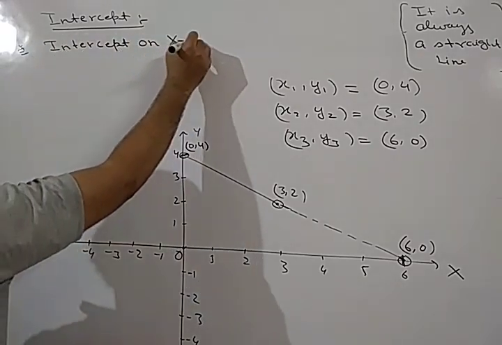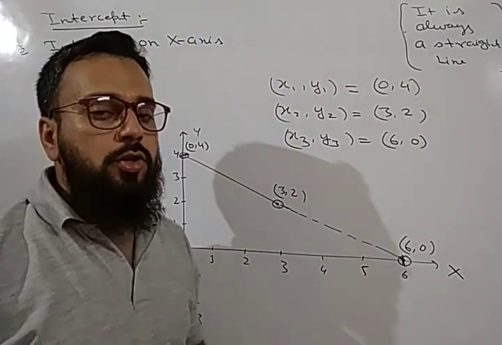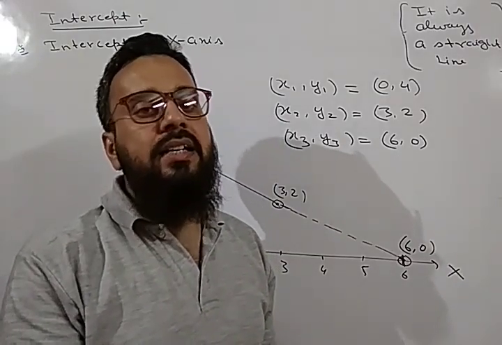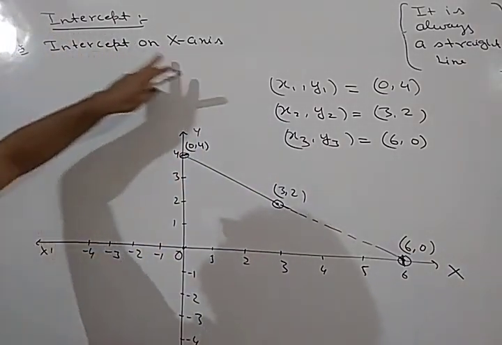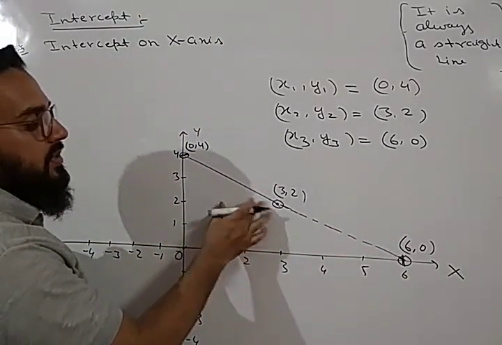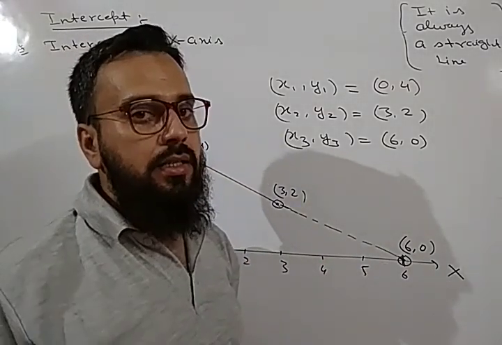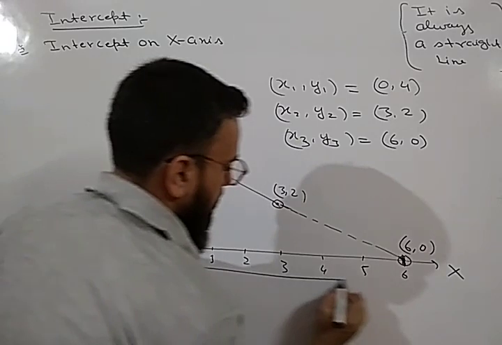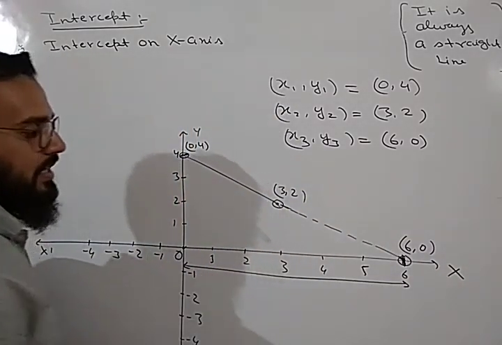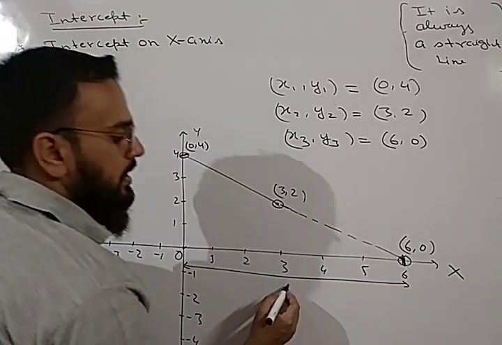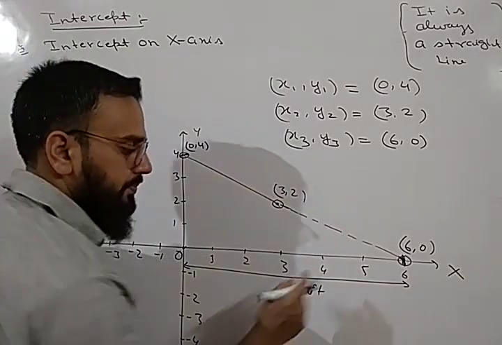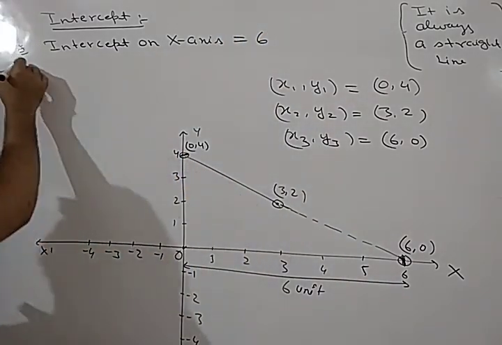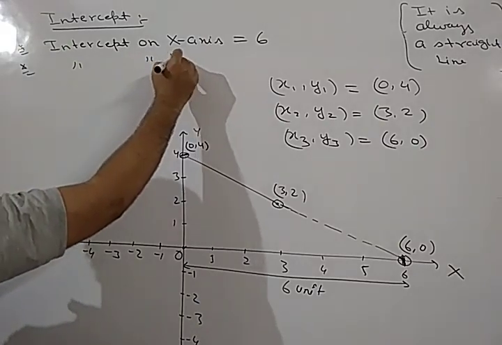The question will be asked: draw the graph of this particular equation and find the intercept on the x-axis and the intercept on the y-axis. So what is the intercept on the x-axis? Intercept means the point where the graph cuts the x-axis. So the graph is cutting the x-axis at (6, 0). It means the distance on the x-axis where the graph is cutting the x-axis is 6 units. So what is the intercept on the x-axis? It is 6 units. Similarly, the intercept on the y-axis.